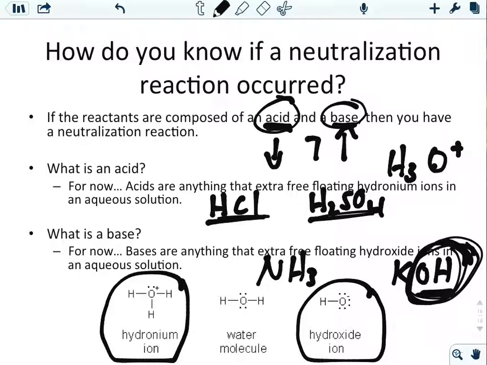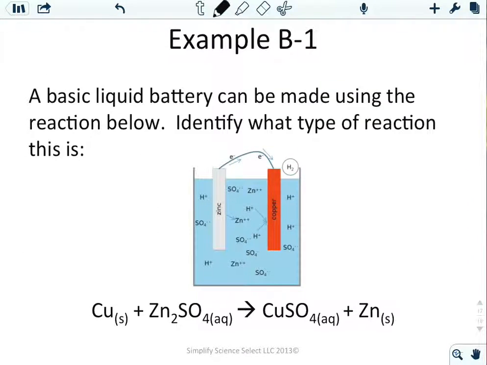Okay. So, let's look at an example. It says a basic liquid battery can be made using the reaction below. Identify what type of reaction this is. When we're looking at it, if we look at the 5 basic types first, we have an element and then a compound, and we look at what's happened. We go from an element plus a compound produces a compound plus a different element. So when we're looking at this, it's a single replacement reaction. Those are the 5 basic types.